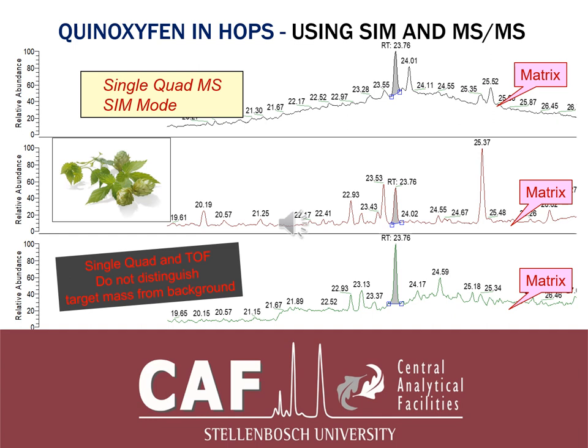And then you'll see when you go to the MS/MS how it gets filtered, how much better it looks, and then there's just an explanation of how MS/MS works. There will be two slides, one from Agilent and one from Thermo, for the two different triple quads. They explain how MS/MS is done, how it's performed. And then also with the time of flight, even if it's more advantageous than a single quad, it still does not distinguish a target mass from the background.